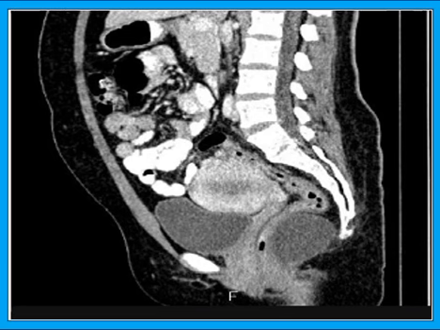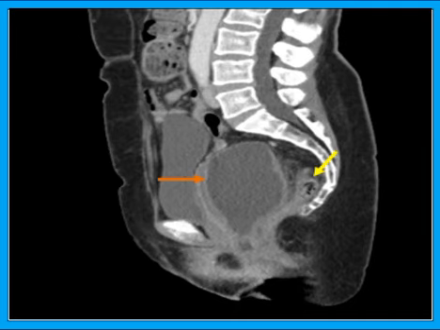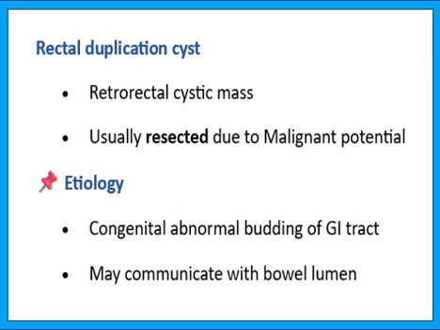The second cystic lesion that can occur in both sexes is the rectal duplication cyst. Abdominal and pelvic sagittal CT scan with contrast. Pelvic sagittal CT scan with contrast. The rectal duplication cyst is a retrorectal cystic mass, usually resected due to malignant potential. Etiology: congenital abnormal budding of the GI tract. It may communicate with the bowel lumen.